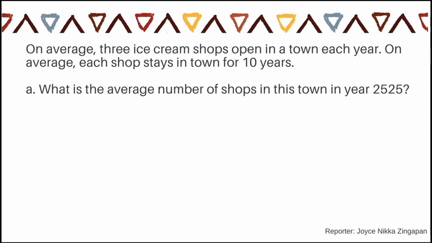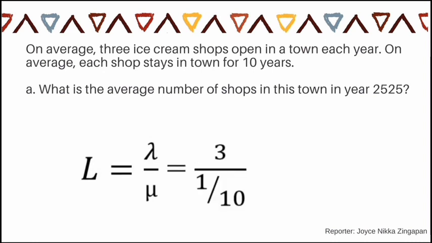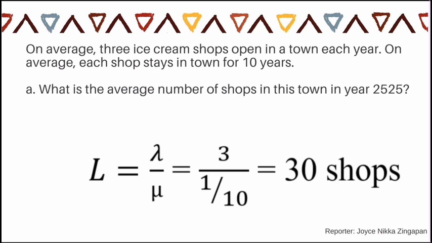However, the question is, what is the average number of shops in this town in year 2025? 2025 can also mean in the long run. So we will be using L equals lambda over mu, and let's substitute the values we analyzed. Lambda is 3 shops of ice cream each year, and mu is the service rate over service time, which is 1 over 10. If we calculate this, it will give an answer of 30 shops that are working in this town by year 2025 or in the long run.